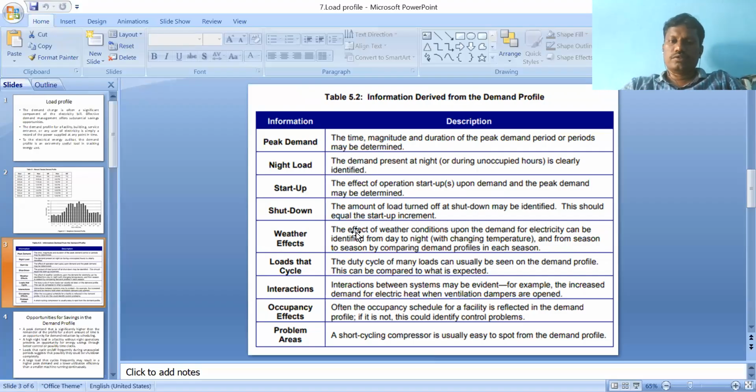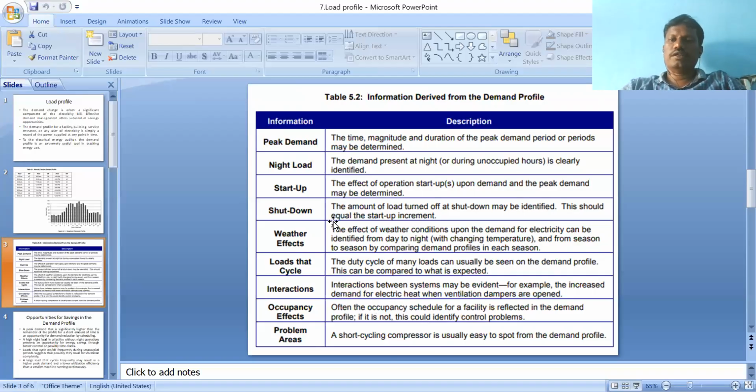Weather effects: weather conditions. Load cycles: the duty cycle of many loads can usually be seen in the demand profile. These can be compared to what is expected. Interactions: the effects of other loads. Occupancy effects: often the occupancy schedule of a facility is reflected in the demand profile. It can identify control problems. Problem areas: short cycling compressors are usually easy to spot from the demand profile.